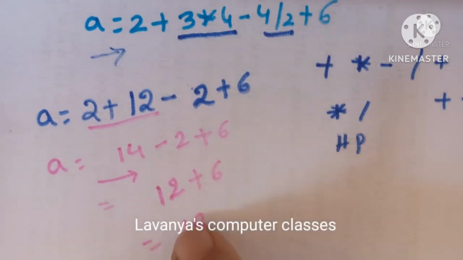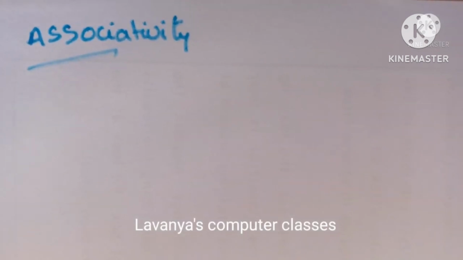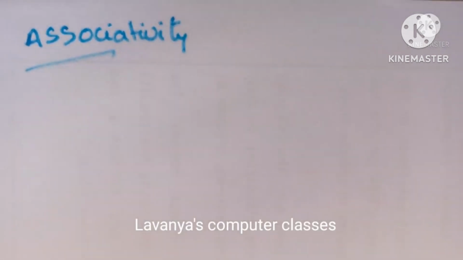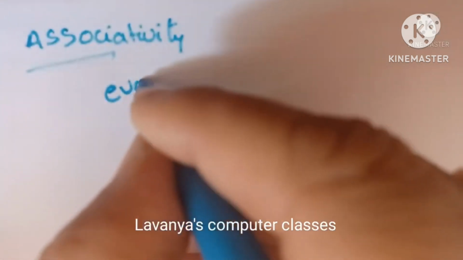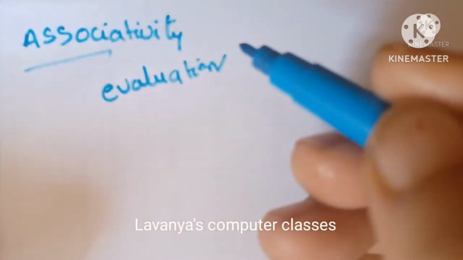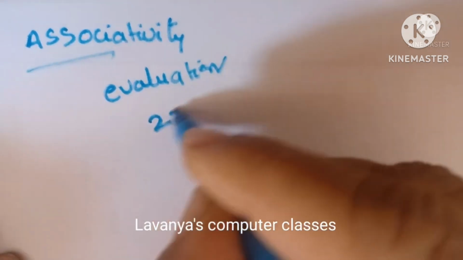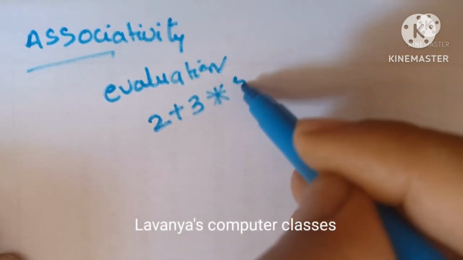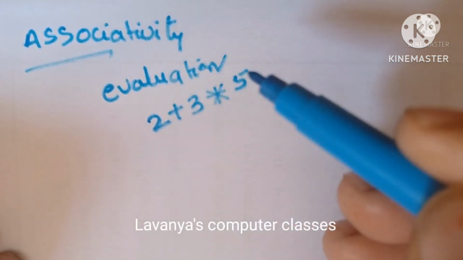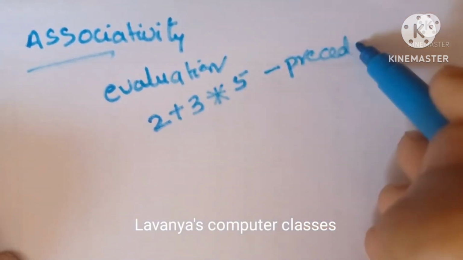Now we go for one more concept, called associativity. Now we'll explain what associativity is. In evaluating an expression, if it contains different levels of operators, which one is executed first? That is the concept of precedence. In this example, 2 plus 3 into 5, with different levels of operators, that is explained by the precedence concept.